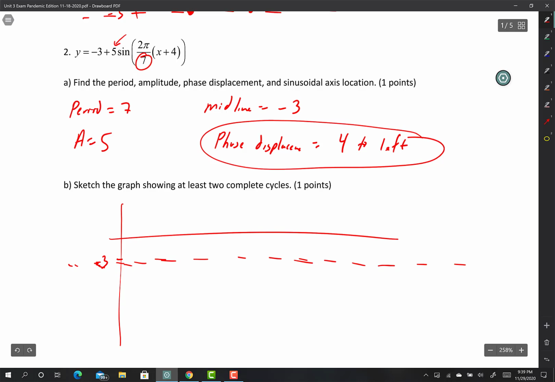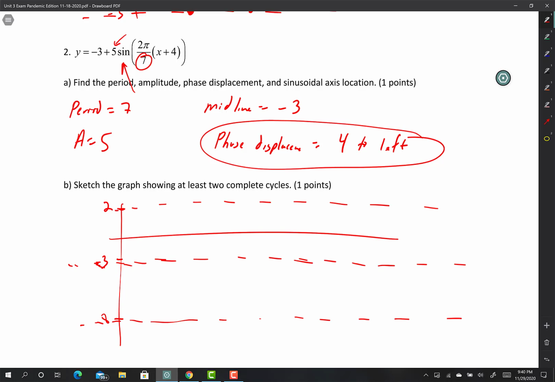There's my dashed line. The amplitude is 5. So I'm going to say that the distance between -3 and this number, that gap, is 5. -3 plus 5 is 2. So that's a 2. And -3 minus 5 is a -8. So this is the min, and this is the max. All right, now remember, this is sine, so we need to do a point of inflection.